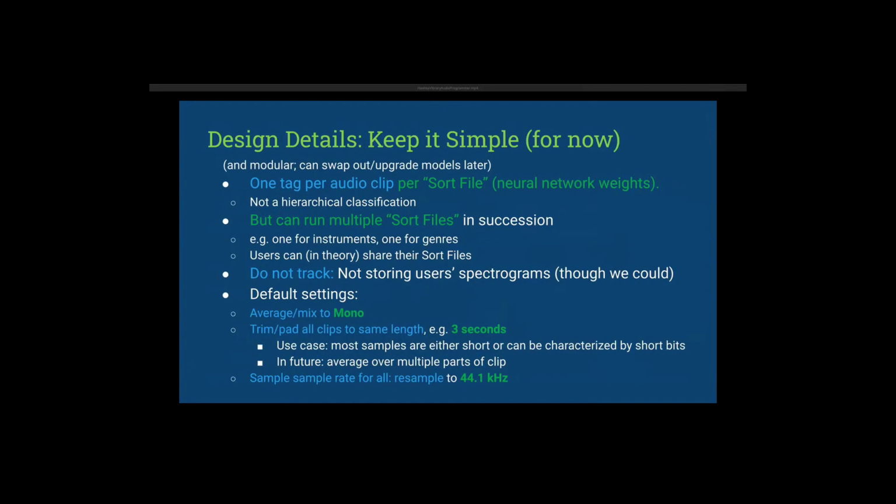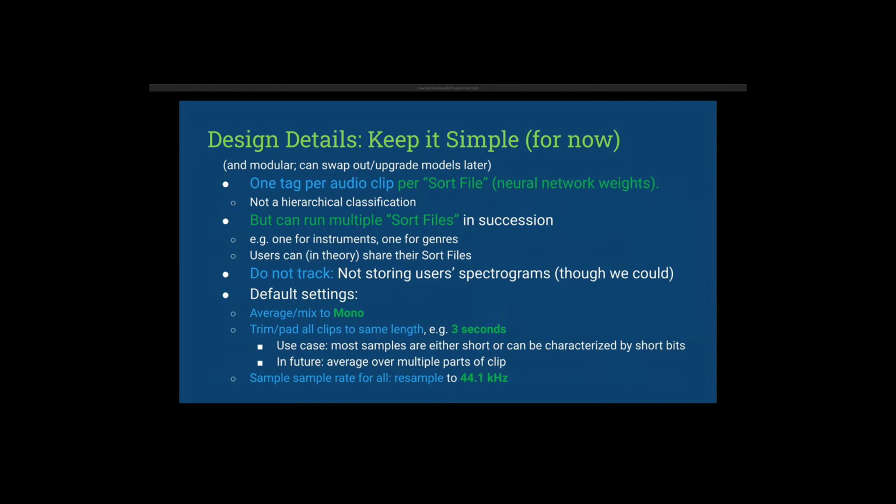In order to get this thing working, we try to keep it simple as far as what we imagined producers and composers would want. It is open source, so if it doesn't have features listed that you want, you can add them. One thing is that it's modular, so you can keep the client, swap out the server network. One simplification is that for each set of neural network weights, which we call a sort file, we only associate one tag or one category per audio clip. You can do multiple different sort files, but you're only going to get one tag per sort file per audio clip. That's just to keep it simple, right?